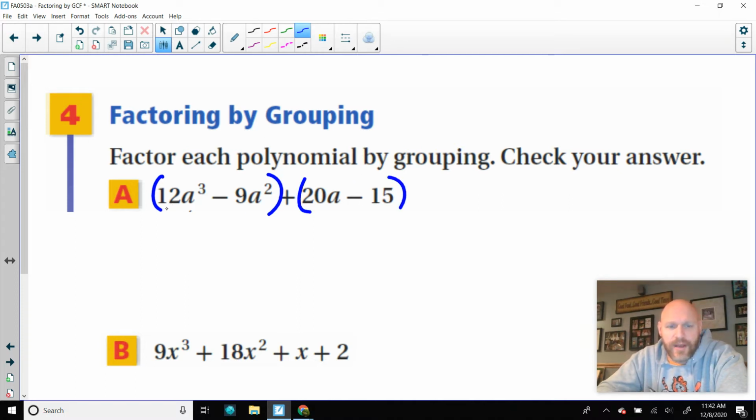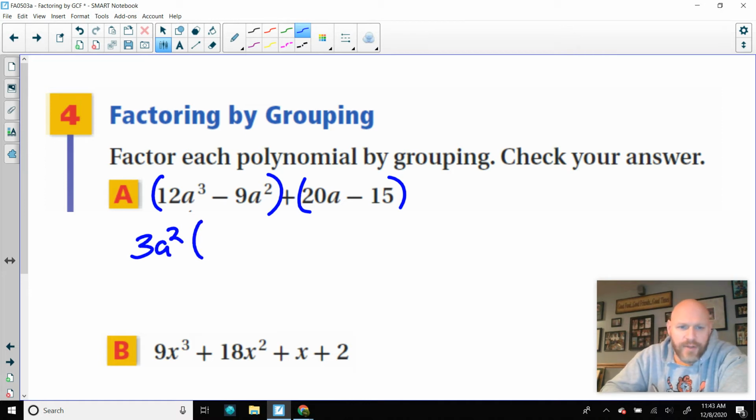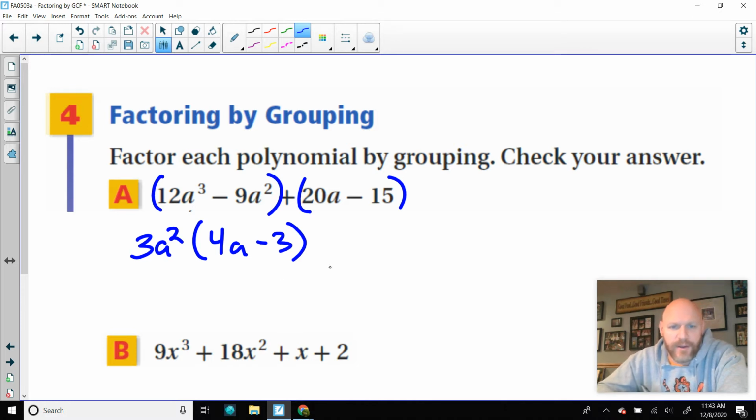What I'm going to do is pay attention to what numbers are the same in the front. There's a 3 that goes into 12 and a 3 goes into 9. And 2 A's are in here and 2 A's are in here. So I can pull out a 3A squared out of both of those. 12 divided by 3 is a 4, and one of the A's will be left over. 9 divided by 3 is a 3. It's still negative. I didn't mess with that. But both the A's came out front, so I just have a 4A minus 3 in here.